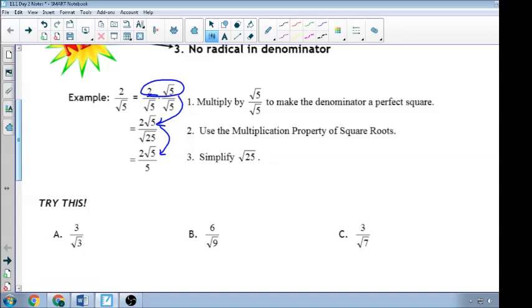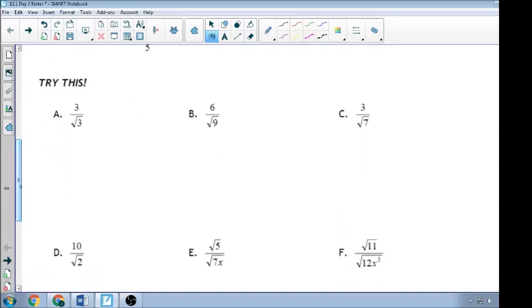Okay? So let's go ahead and look at a few more of these. We have 3 over the square root of 3. The first thing we'd want to do is make sure that the square root is not a perfect square already. If it's already a perfect square, I can just evaluate it. I do not have to multiply by the perfect square. In this case, the square root of 3 is not perfect. So what we're going to do is go ahead and multiply by the square root of 3 over the square root of 3. Well, 3 times the square root of 3 will get me 3 root 3.